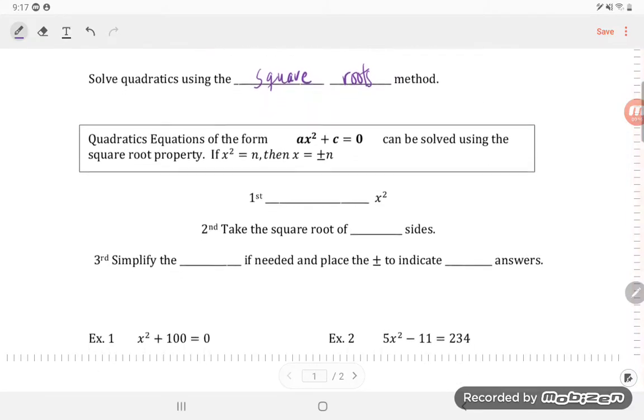So the first thing we have to do in the square roots method is isolate the x squared. We can't solve these equations until x squared is on a side by itself. Second, we take the square root of both sides. Third, we simplify the radical if needed, and then we place the plus or minus symbol to indicate both answers.